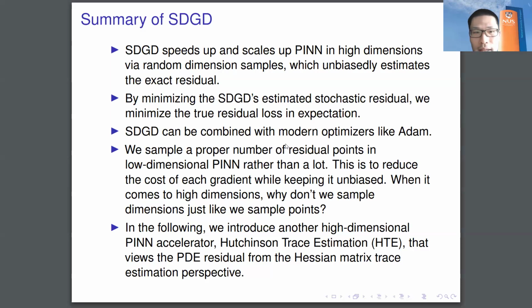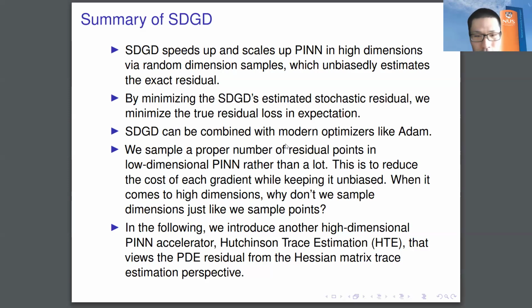We do not backpropagate over all the dimensions in SDGD. We just choose a few dimensions for backpropagation. It is random, and it can unbiasedly estimate the exact residual. So in expectation, we are still converging to the optimal point. Also, since we show that SDGD is an unbiased estimator, it can be combined with modern optimizers like Adam.